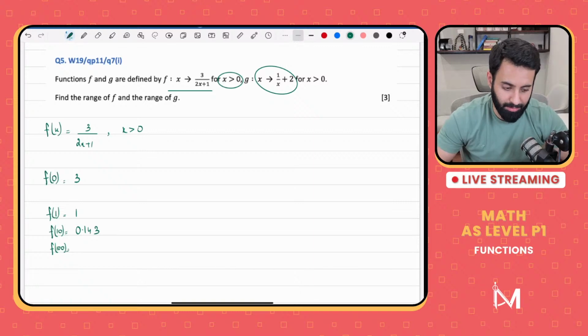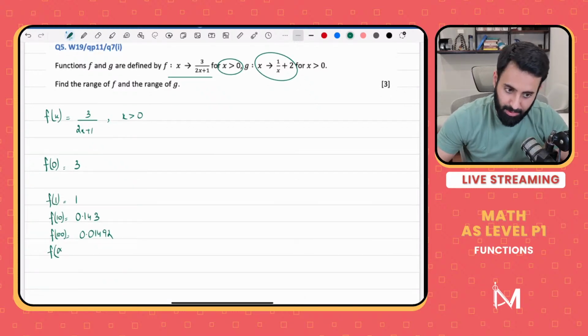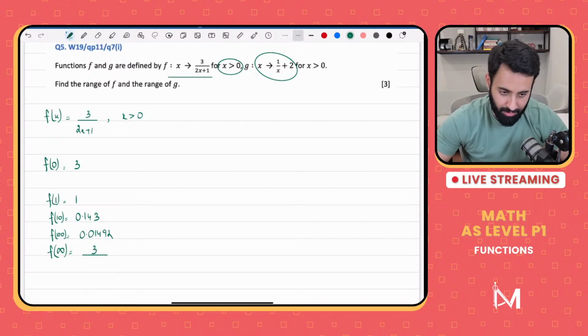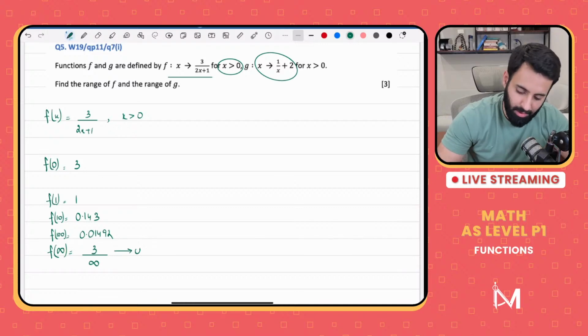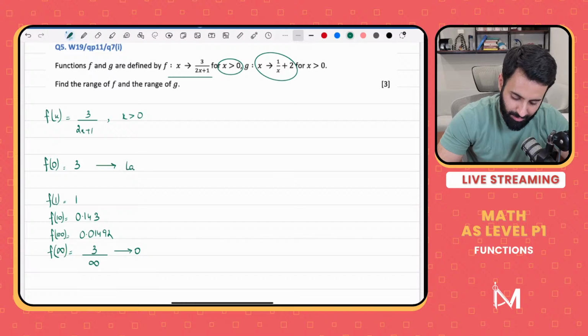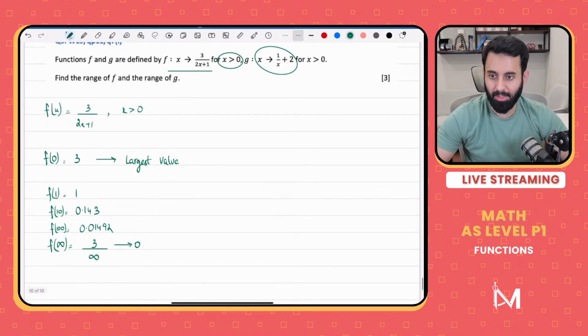Then if you plug in 100, let's see what you get. Remember, we are here to identify a trend. You will get 0.01492. And if, let's say, you plug in a really large value, which is infinity, that means you will reach a point where you have 3 upon infinity. And what's 3 upon infinity? This is something that's going to approach 0. So that means this is the largest value, and every other value is going to be less than 3. Okay, every other value is going to be less than 3, and the smallest it can be is 0.